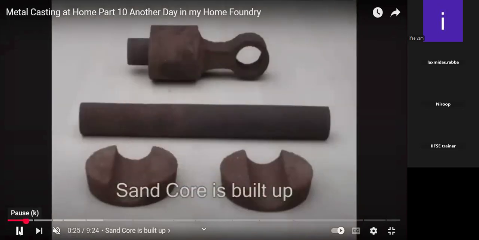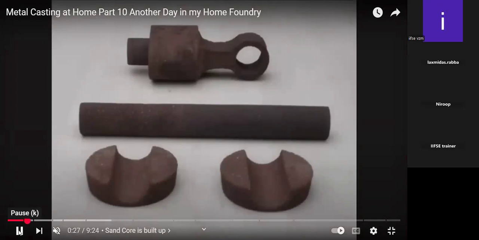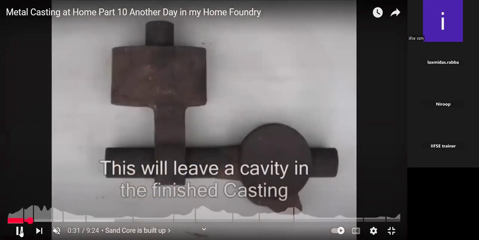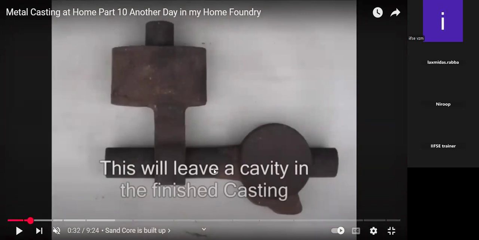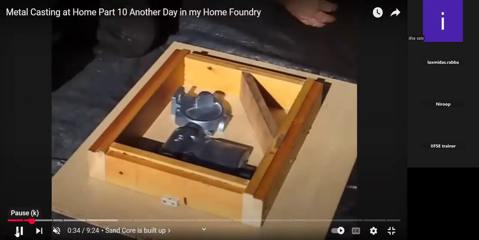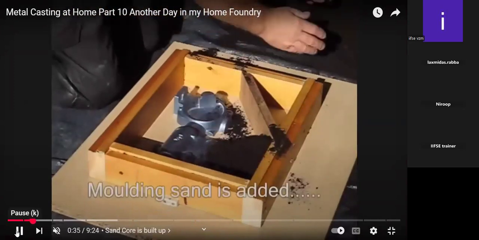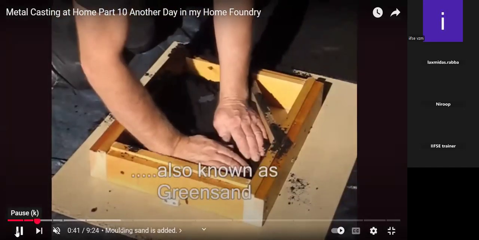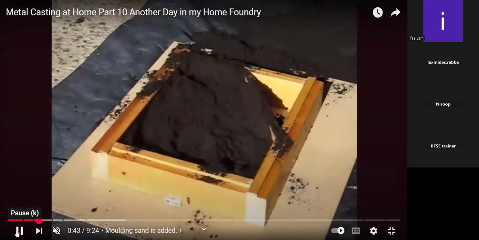These are the cores, which will create the hollow space. Yes, this is a completely hollow section within the part which we are going to manufacture. So he's placing the core, putting sand over it to create the shape of it.